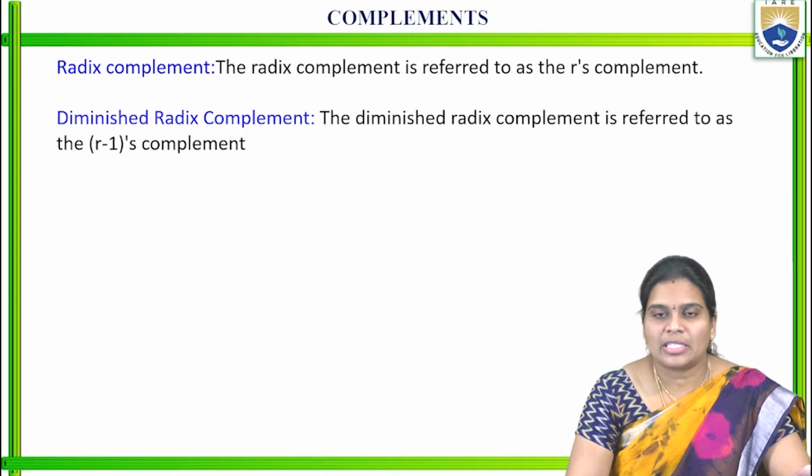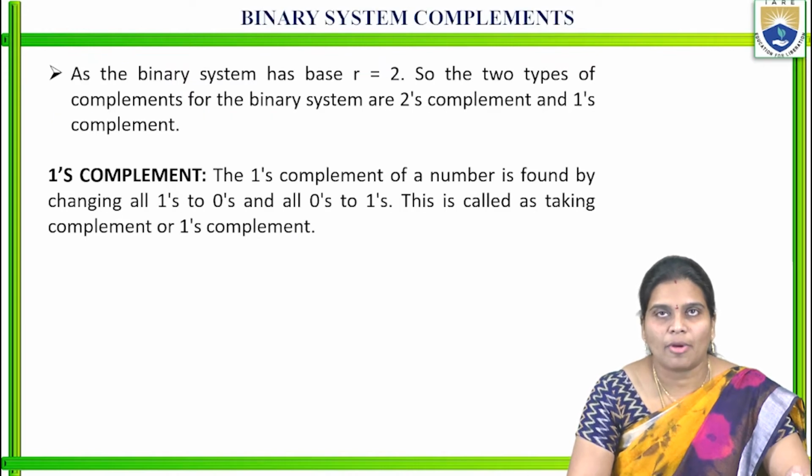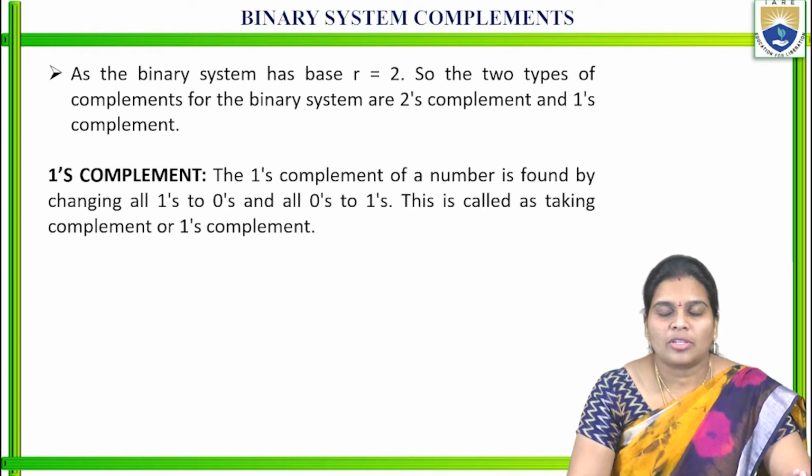First we'll discuss the binary system complements. Here the base value is 2. First we are discussing the 1's complement. So what is the 1's complement? If you take any binary value, including zeros and ones, we apply the 1's complement of that binary value by changing the zeros to ones and ones to zeros. So that is the 1's complement.